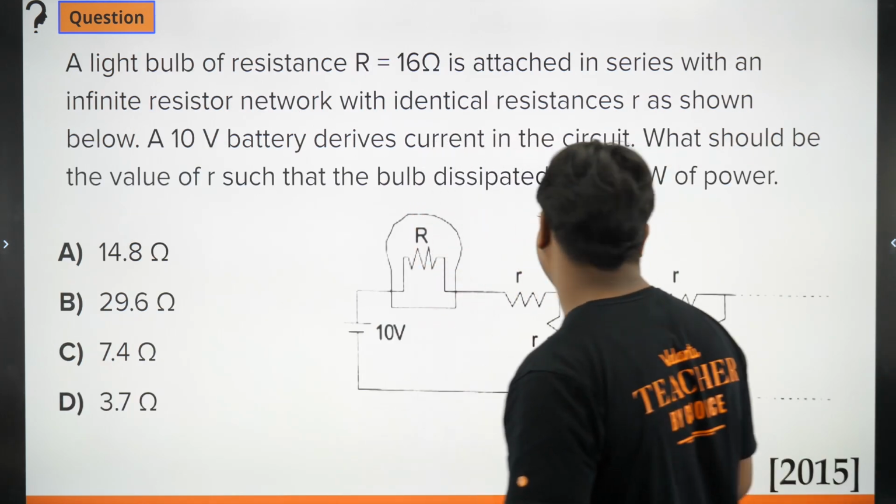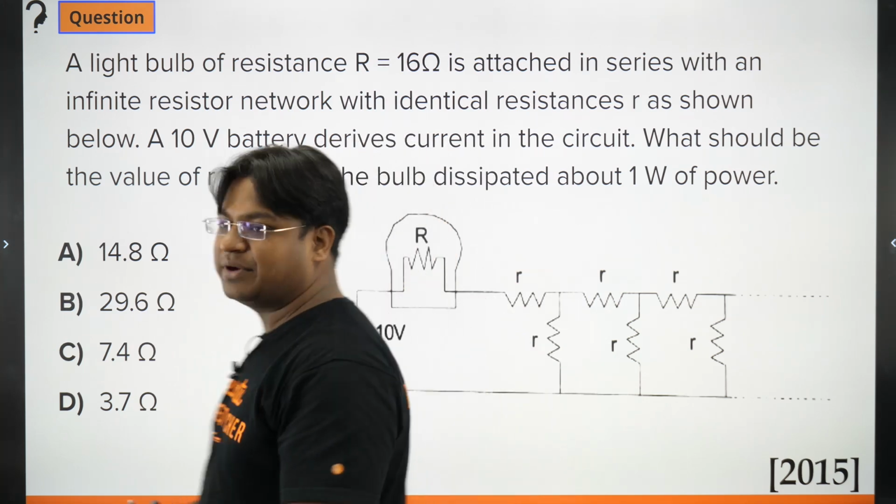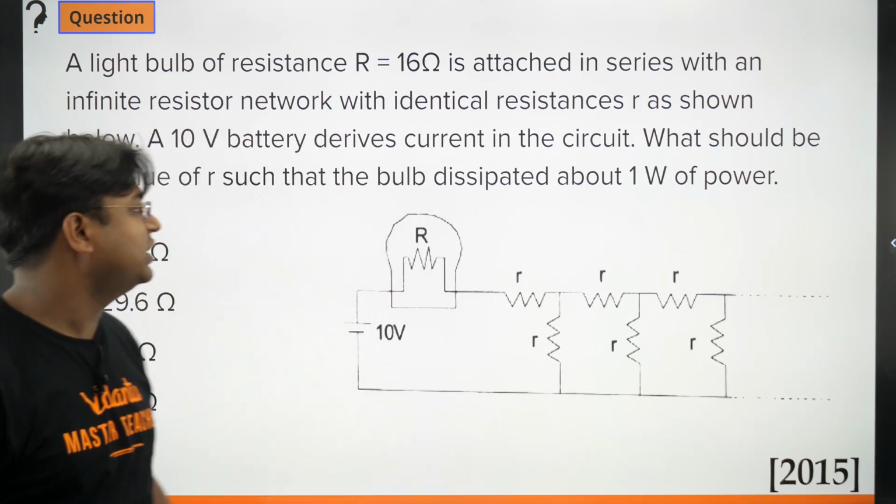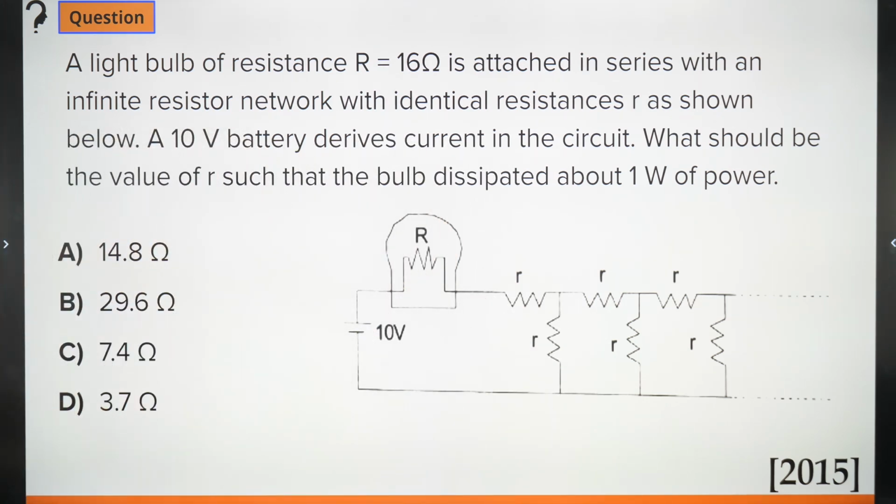ओके, लेट्स हैव अ लुक एट दिस क्वेश्चन. अगेन दिस इज अ प्रीवियस ईयर क्वेश्चन, 2015 में आया हुआ क्वेश्चन है ये. क्या कह रहा है? बल्ब है जिसका रेजिस्टेंस 16 ओम इज अटैच्ड टू सीरीज इनफाइनाइट नेटवर्क विद आइडेंटिकल रेजिस्टेंसेस आर शोन, ठीक है. 10 वोल्ट बैटरी ड्राइव्स करंट इन द सर्किट, व्हाट शुड बी द वैल्यू ऑफ आर?